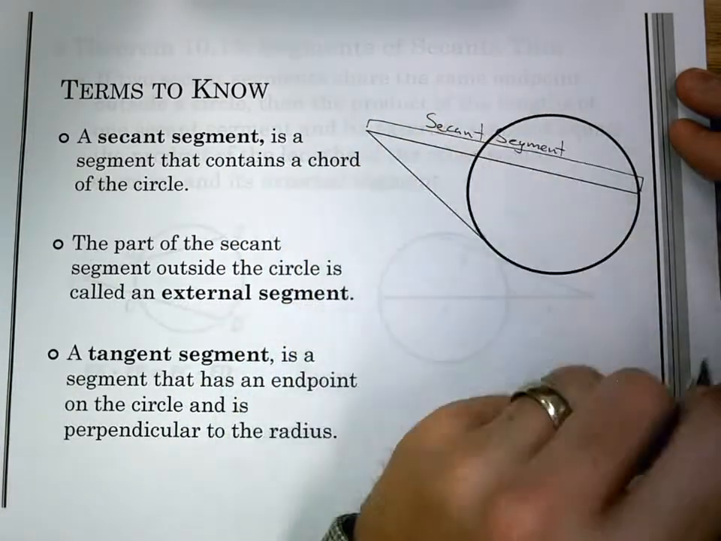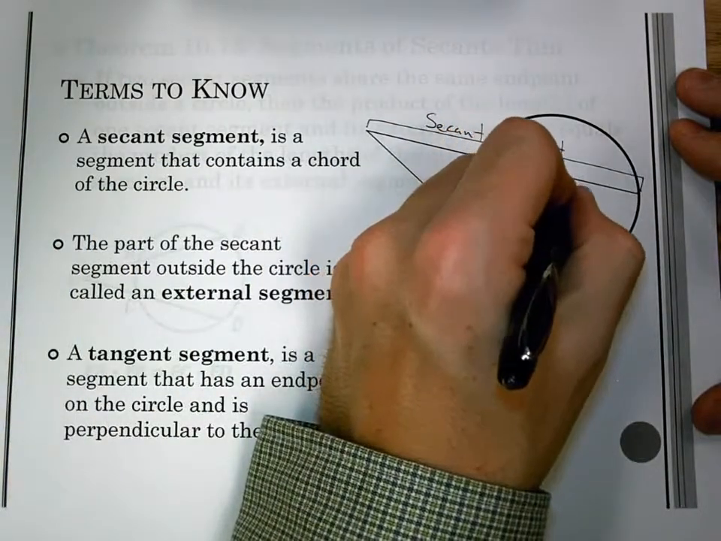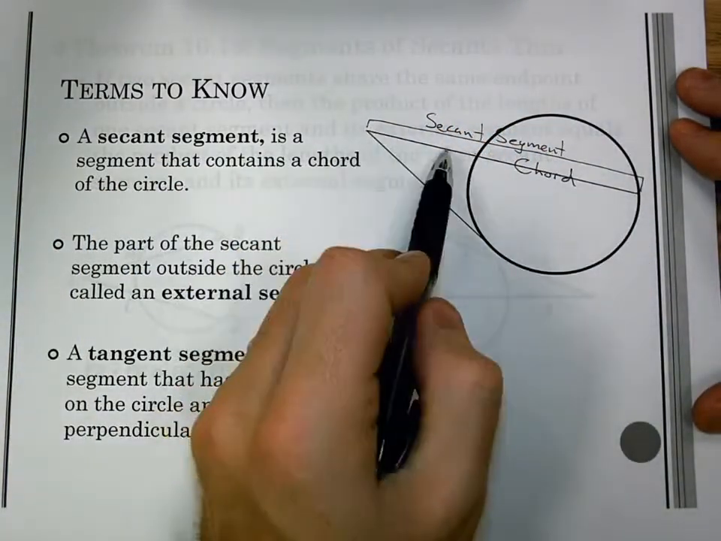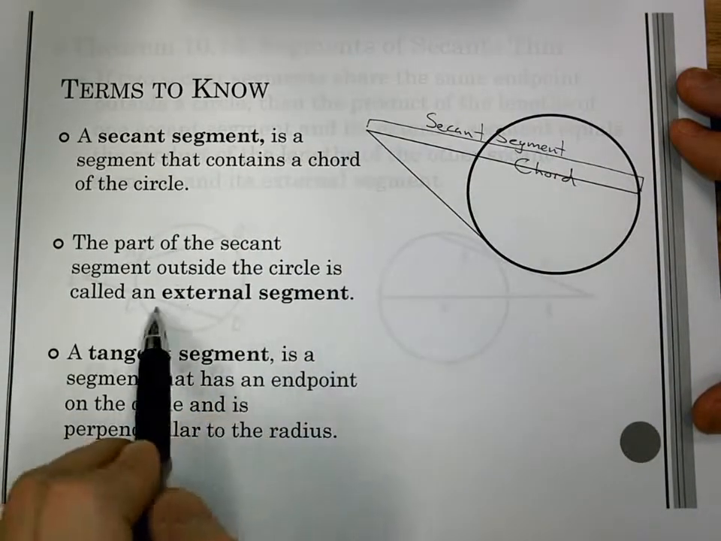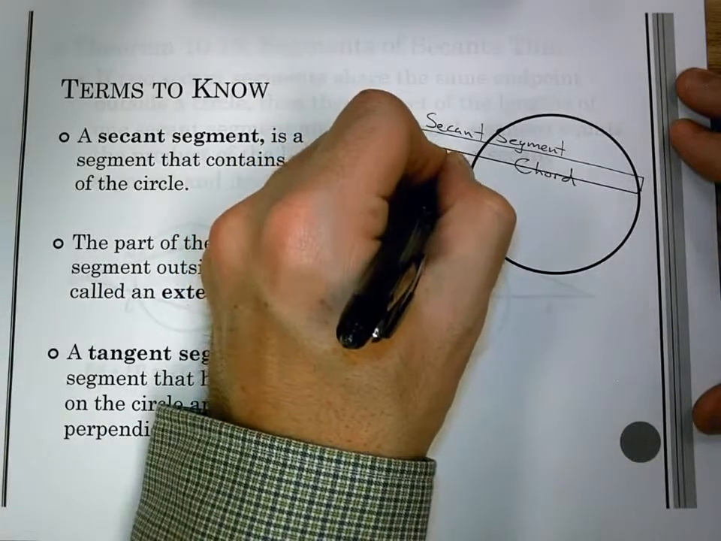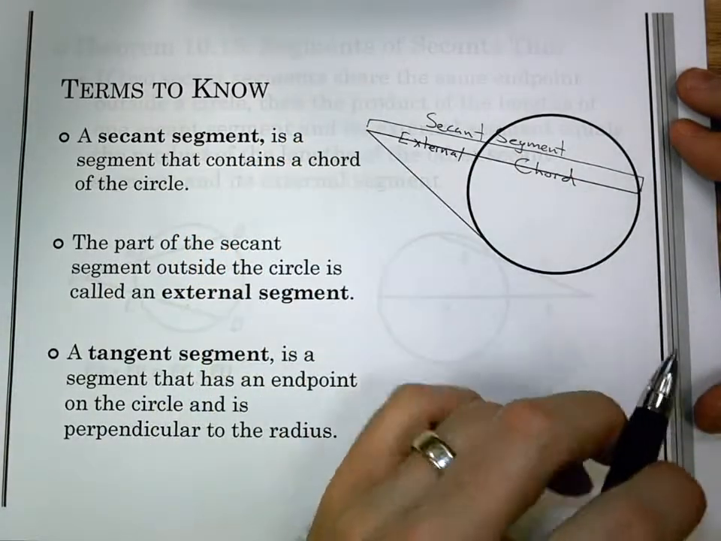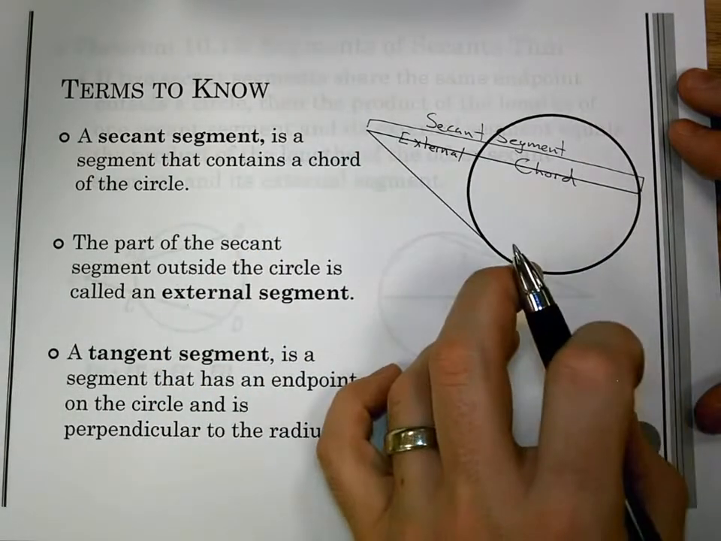It's going to apply to the problems we look at next. Now that contains a chord of the circle, which is this part. And the other part is our next term, and that's the part of the secant segment outside the circle is called the external segment. And we're going to see why in a minute, why we need that. But realize every secant segment has the outside part and the part inside the circle.